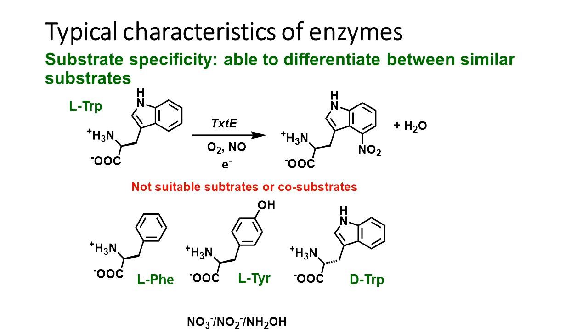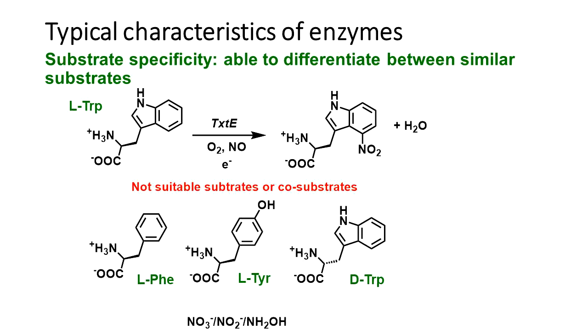Let's take a look at some other characteristics of enzymes. One important characteristic of an enzyme, needed to do its job, is the ability to differentiate between similar substrates. Remember that enzymatic reactions happen in the cell, and so there are a lot of different molecules in the cell all at the same time. The enzyme needs to be able to pick the correct substrate in order to catalyze the correct reaction. It needs to be able to differentiate very carefully.